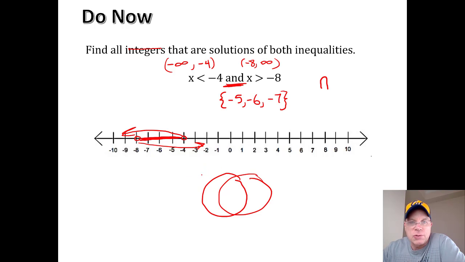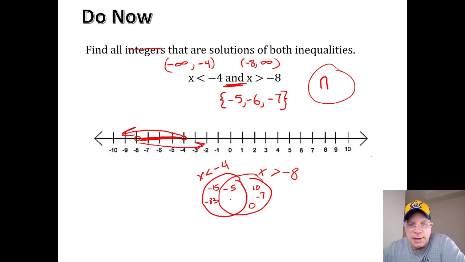If I make this circle all the integers that are less than -4, and I make this circle all of the integers that are greater than -8, well, some of the numbers that would be in this circle would be like +10, 0, -7, and some of the very small numbers that would be in this would be like -15, -83. But the ones that would be in the intersection would be the -5, the -6, and the -7 that we identified initially, which is why this shouldn't be here.